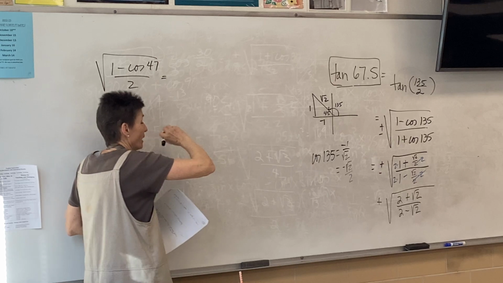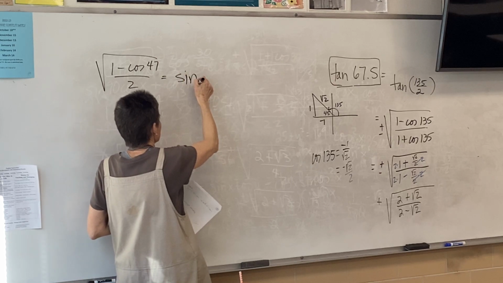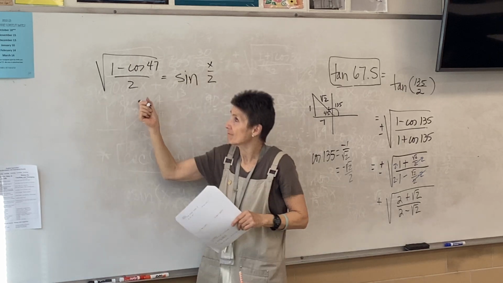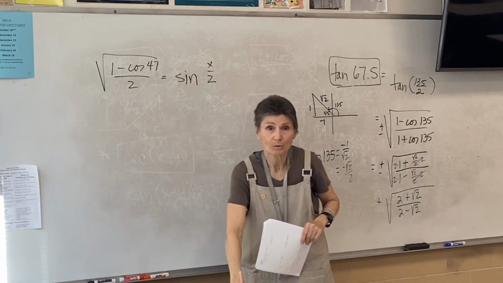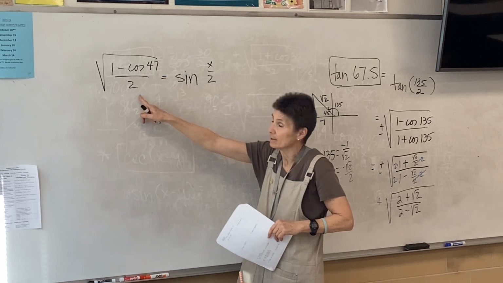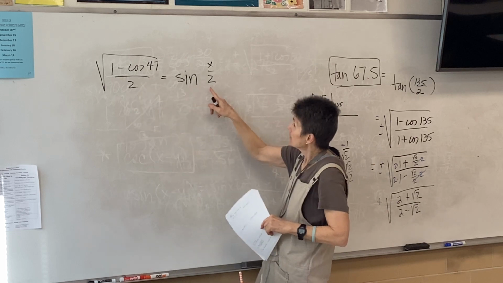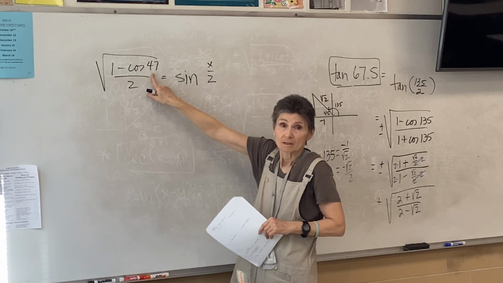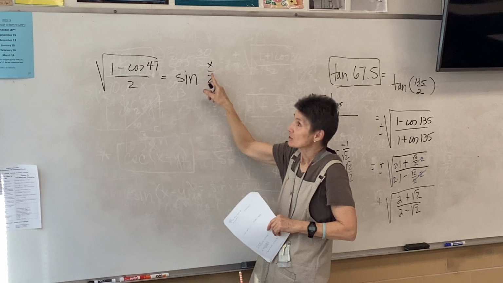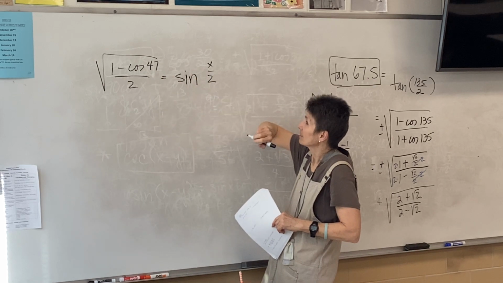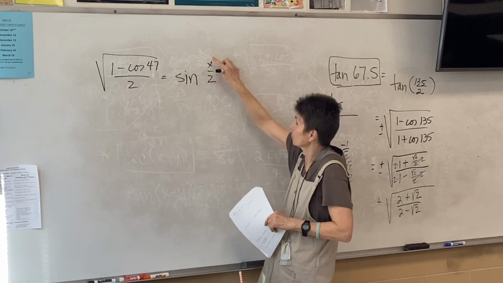That is a formula for the sine of x over 2. This is the half angle formula. Would you agree with me? This is the half angle formula. 1 minus cosine over 2. Well, what is my x? My x is whatever makes 47. So what makes 47, no, my x is 47.